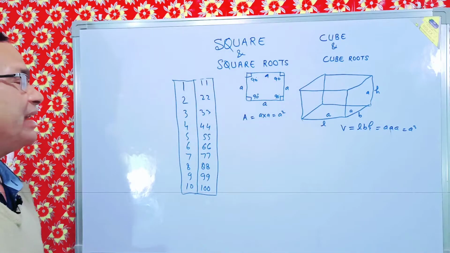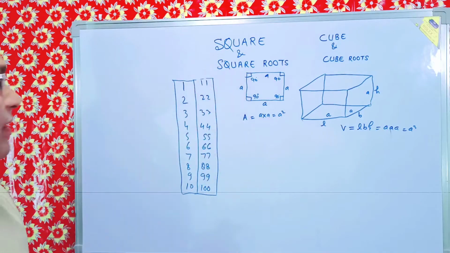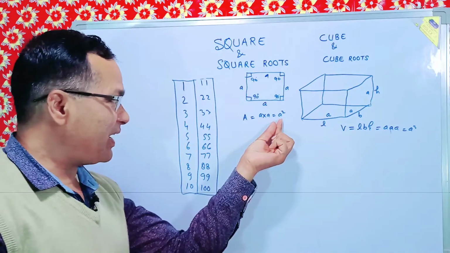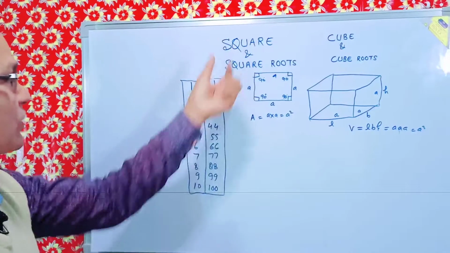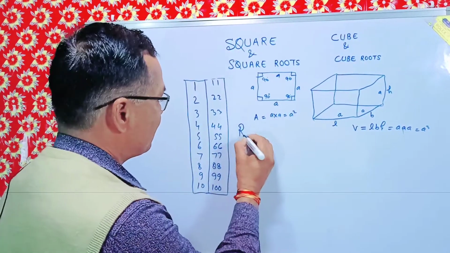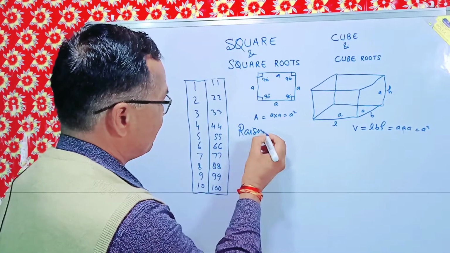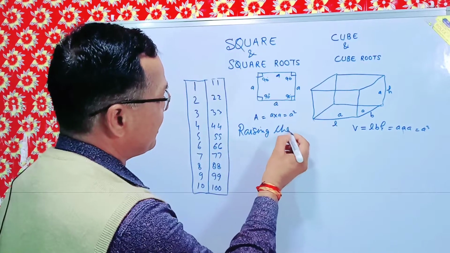We can write it. This shows that in the square we are raising the base to the power of 2. Square means raising the base power by 2.